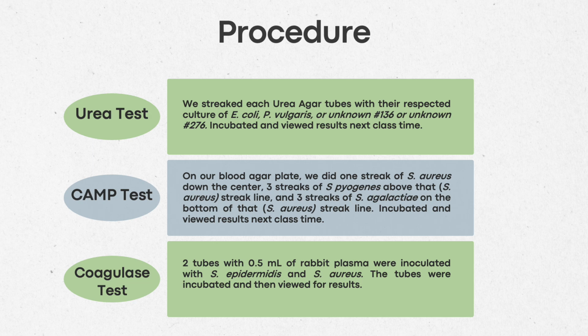For our coagulase test, 2 tubes with 0.5 milliliters of rabbit plasma were inoculated with S. epidermidis and S. aureus. The tubes were then incubated and viewed for results.